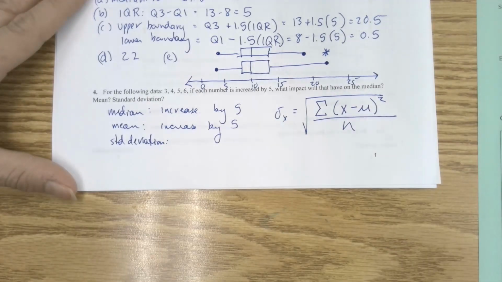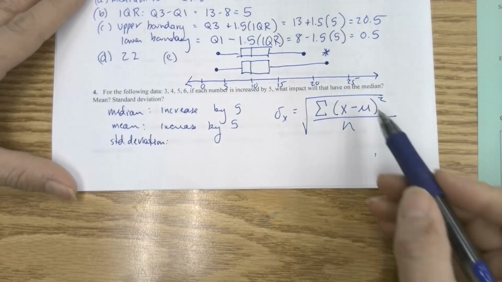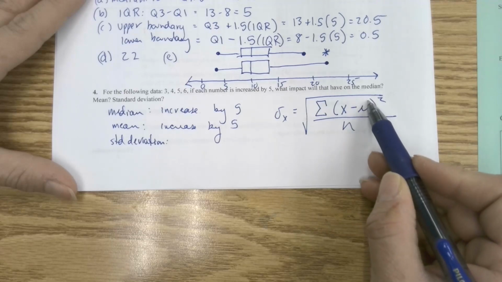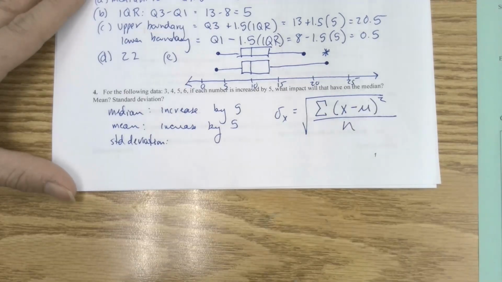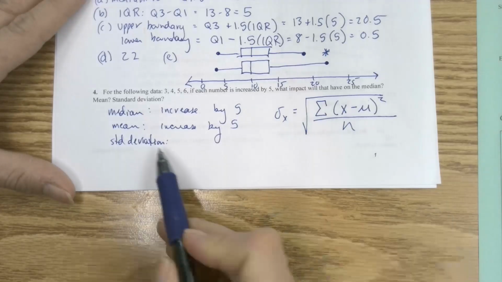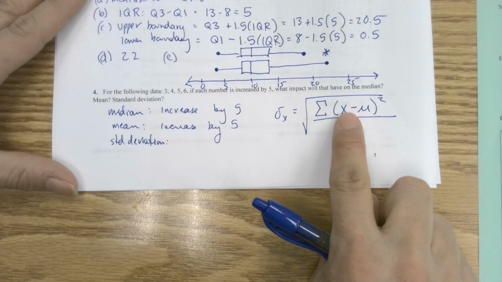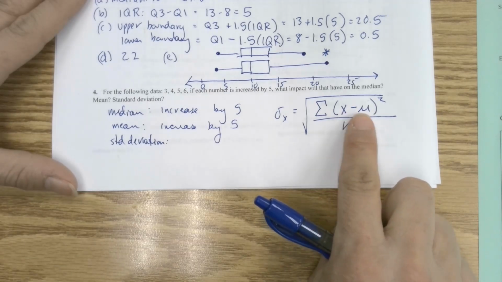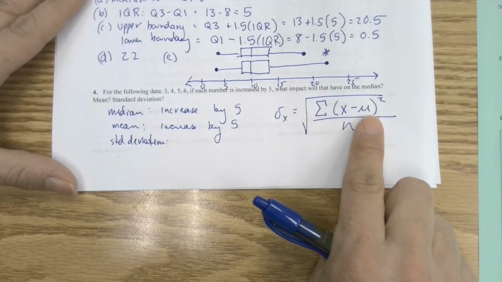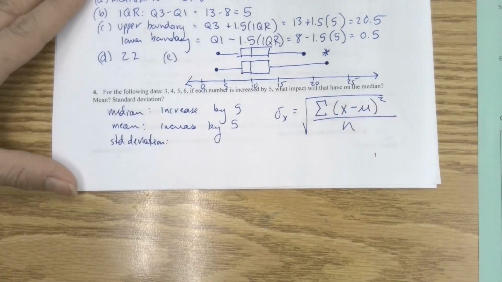If you're working with a sample outside of IB, this would be X with a bar over it. This would be an N minus 1 down here. We're just going to look at population. And when you calculate standard deviation, it's really focusing on how far a piece of data is from the mean. So you want to see how much your data deviates from the mean and what your distribution of your data is like.